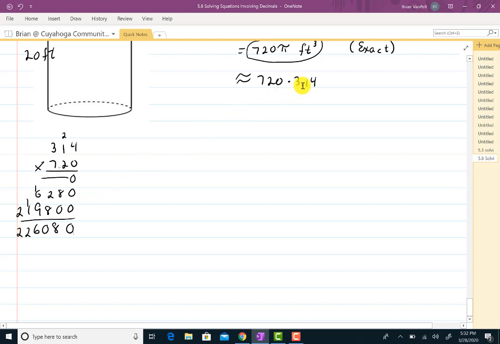And the 3.14 had 2 decimal places, so I'll move 2 decimal places back, like so. And my answer then that I will use will be 2260.8. You can put a 0.80 if you want, but there's no need to have the 0 in there. So let me just put my feet cubed, and that's the approximation.